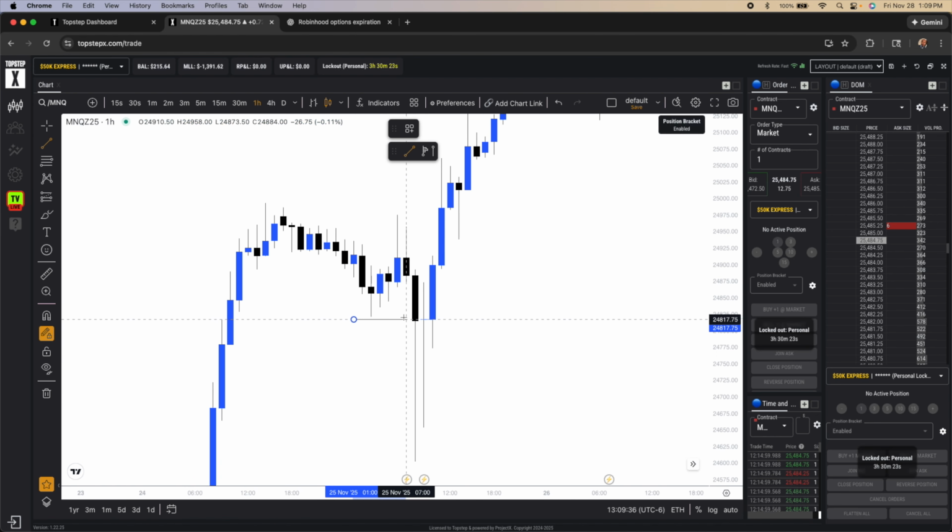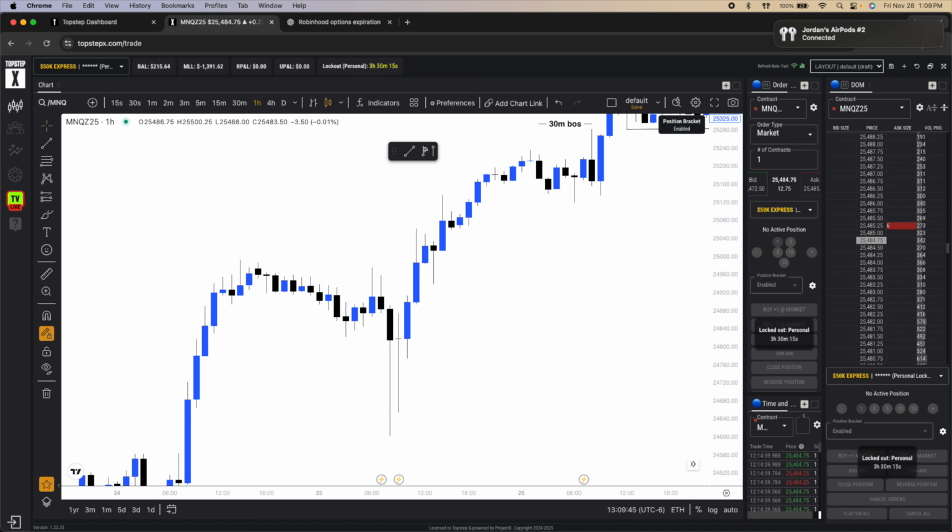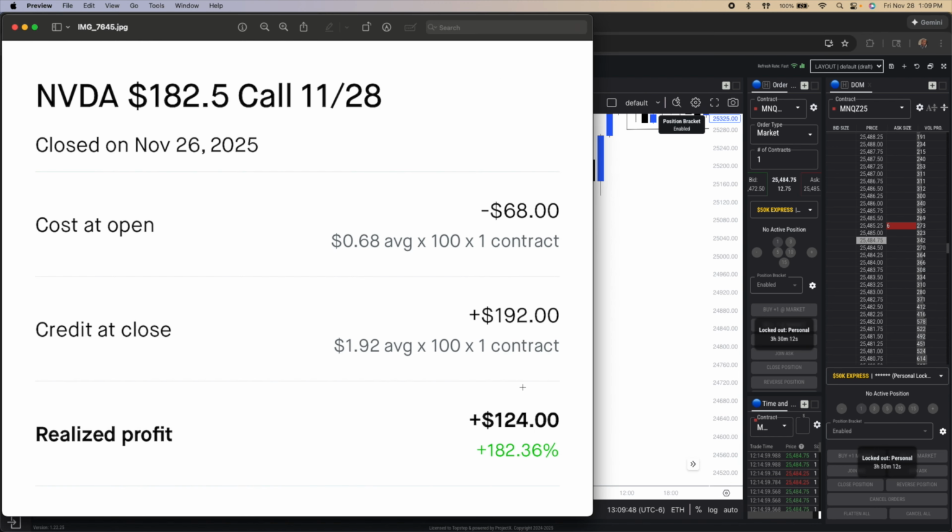And I think it could have been based off this sweep and then this candle close. I took a buy on Nvidia, and I made, let me pull it up now, $124 off of that one trade, 182% return. So I invested essentially $68 and I got 192 back. So if you subtract 68 from 192, then that gives you the profit that I made off of this trade. And so that was my biggest options play so far.